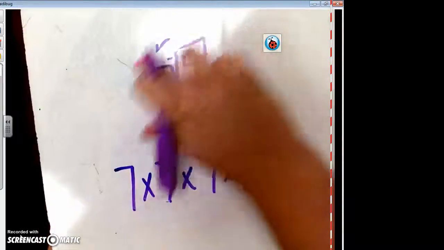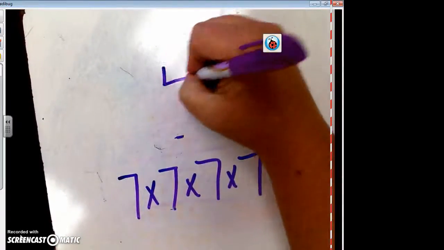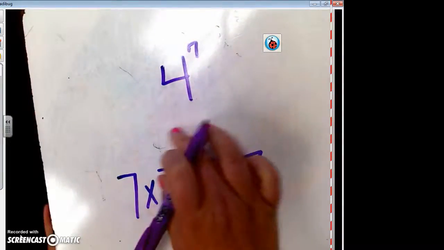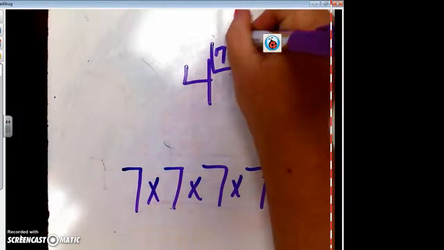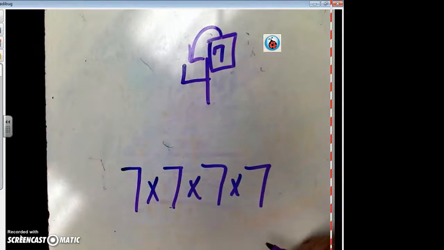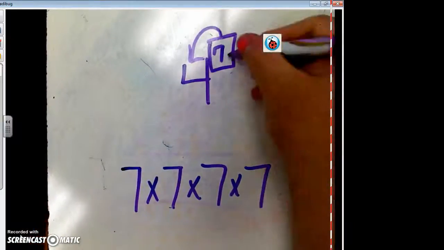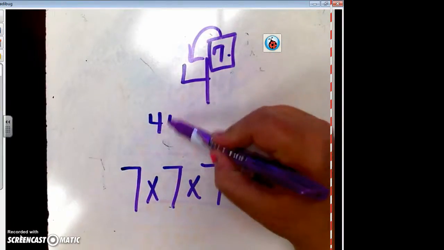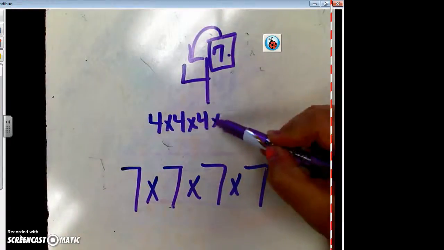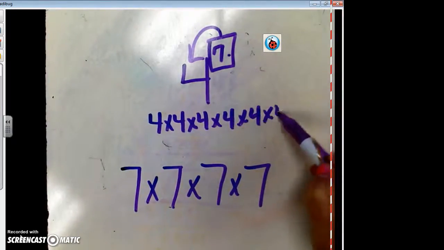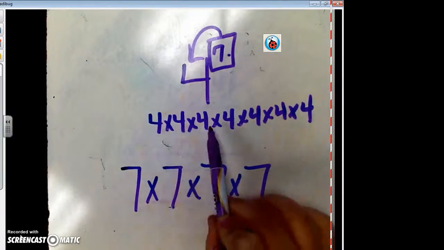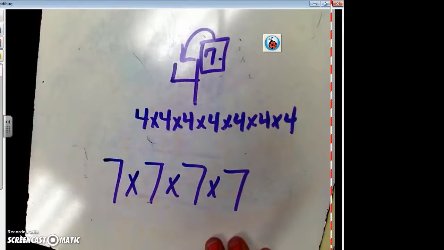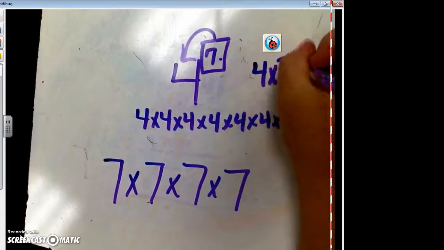So if I have 4 with an exponent of 7, this exponent tells my base to multiply by itself how many times? 7. So this 4 to the 7th power is the same thing as taking 4 times 4 times 4 times 4 times 4 times 4 times 4. I believe that's 7. 1, 2, 3, 4, 5, 6, 7. Okay? Common misconception here, folks. Misconception means a common misunderstanding. It absolutely does not mean 4 times 7.